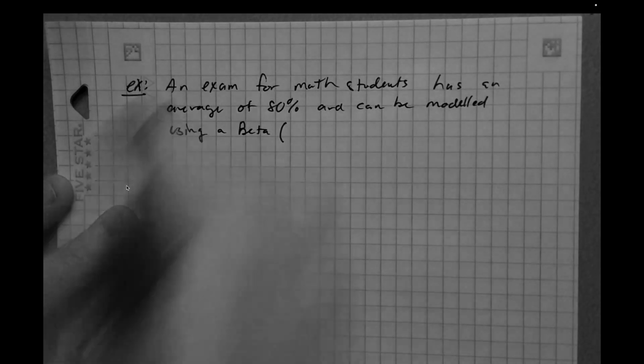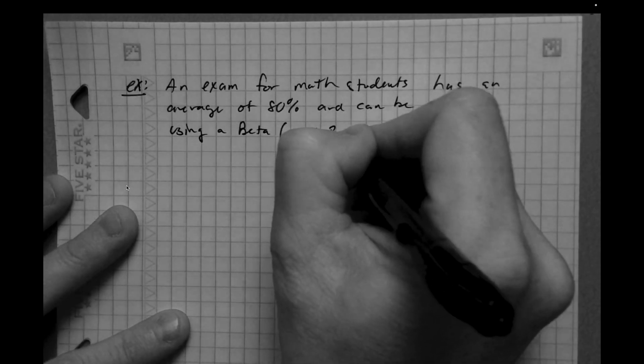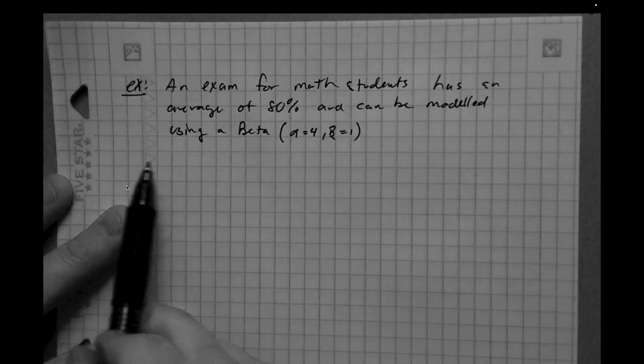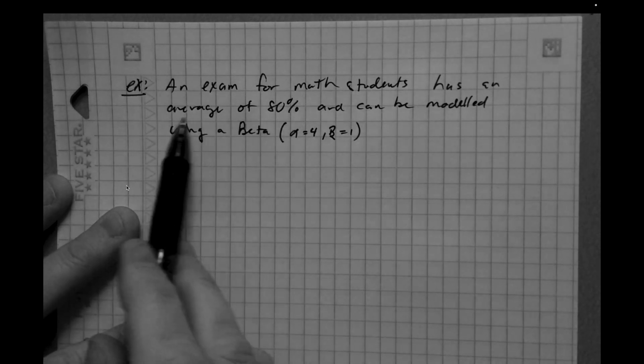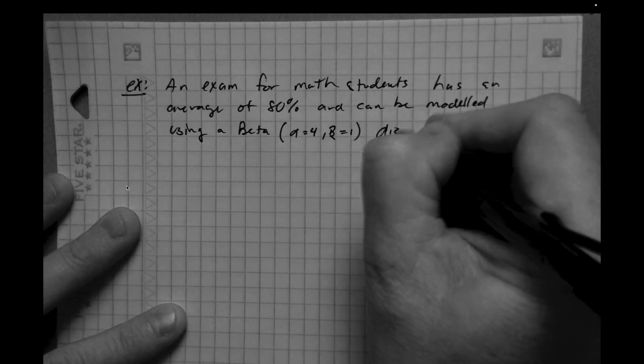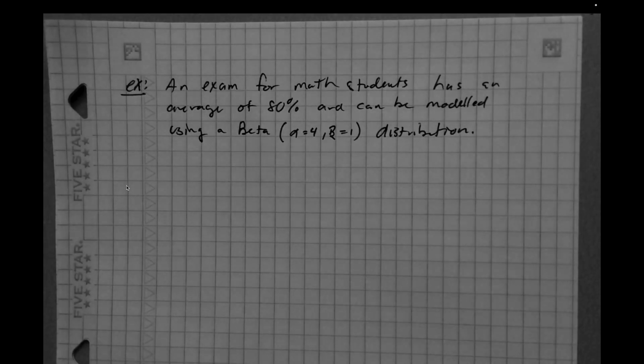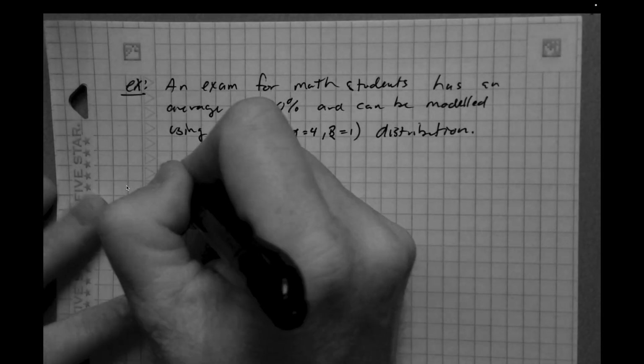So we'll say beta, and actually give the parameters here. Alpha equals 4 and beta equals 1. So the exam scores can be modeled using a beta, alpha 4, beta 1 distribution. Okay, so we've got this set up. Now what does this actually look like?